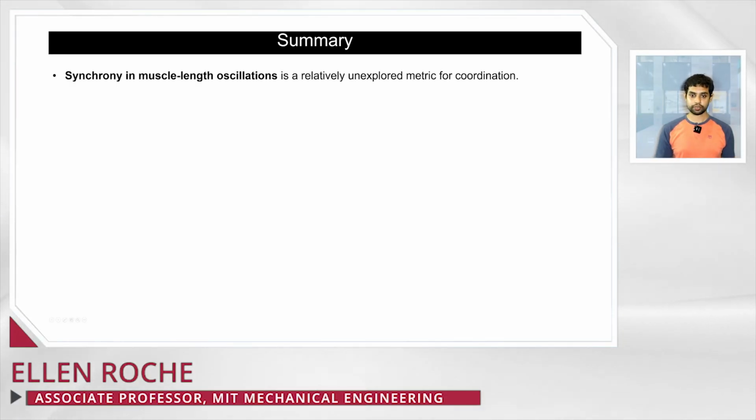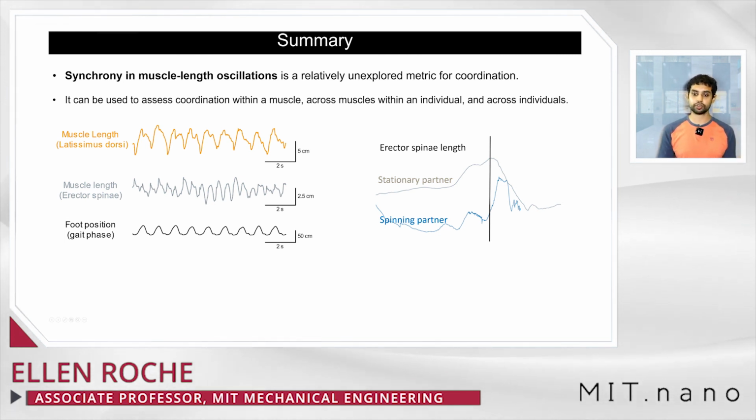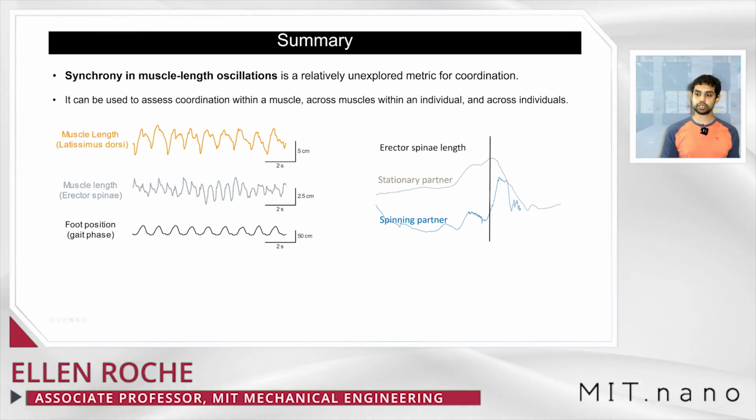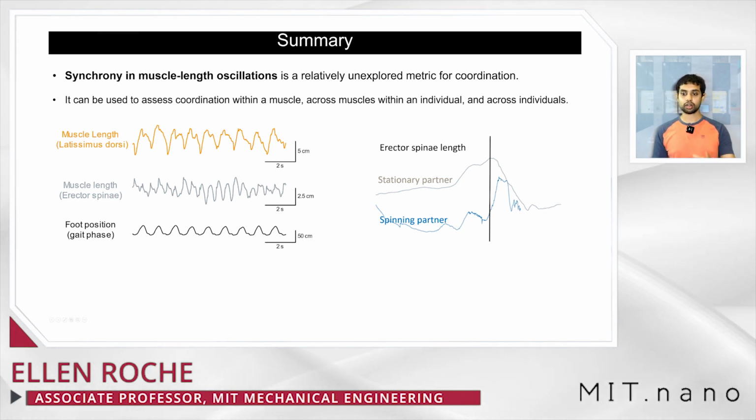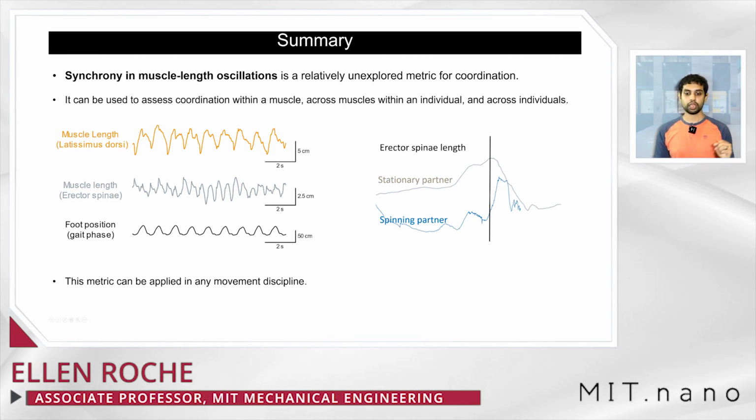So to summarize what I've told you so far, I've tried to argue that synchrony in muscle length oscillations is a relatively unexplored metric for coordination. And today I talked about how we could use this metric to observe changes in a state of coordination within a muscle, between muscles in the same individual, and across individuals, in this example, dance partnership. And this metric hopefully can generalize to any movement discipline.